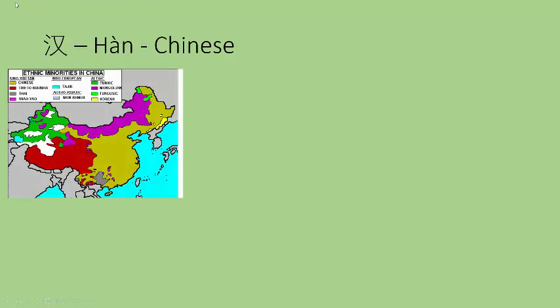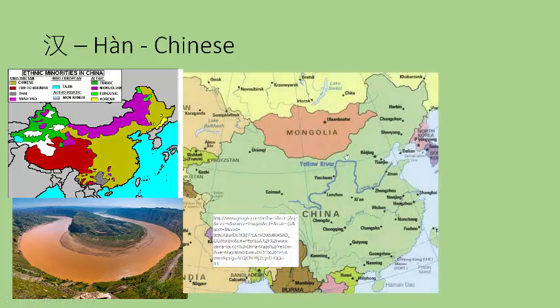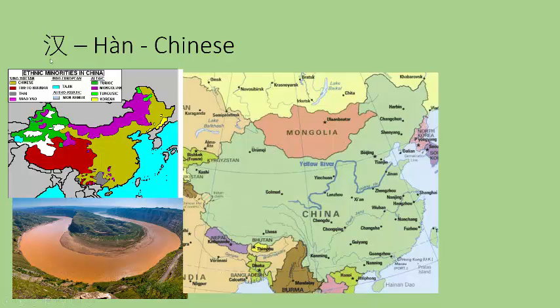The next character is han for Chinese. It has the water radical because the Chinese culture, the Han culture, was established by the Yellow River. That's a way to remember that it has the water radical. And it has the right hand radical, which you can remember because the Han people of China, majority of them live on the right hand side of China.